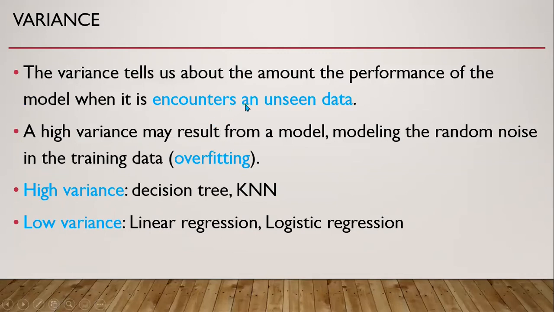The variance tells us about the performance of the model when it encounters unseen data. A high variance may result from modeling the random noise in the training data, that is, overfitting. The algorithms which are prone to high variance include decision tree and k nearest neighbor, especially with a small number of neighbors. And low variance algorithms include linear regression and logistic regression.